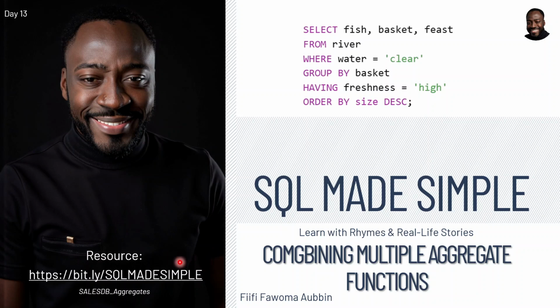using the resource from bit.ly SQL Made Simple, and we'll be using our SalesDB aggregate database, focusing on the orders table. So by the end of this session, you'll be able to use multiple aggregates in a single query, summarize business insights like order count, totals, averages, and extremes, and group results by product or customers for meaningful reports.